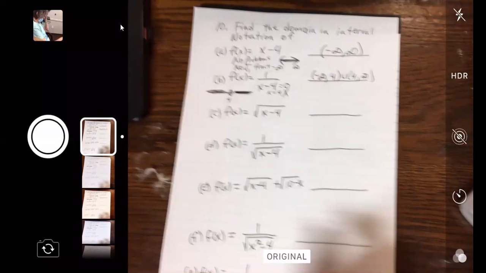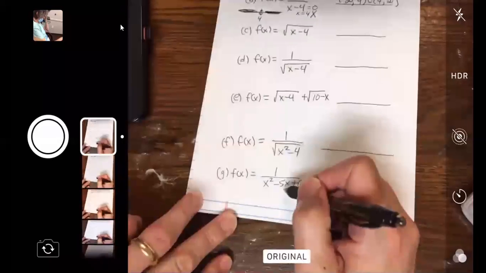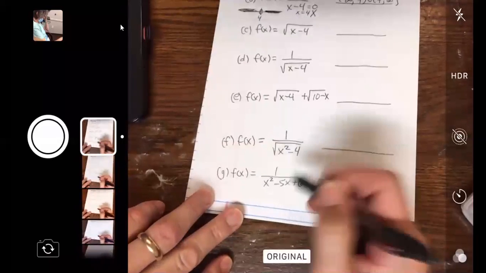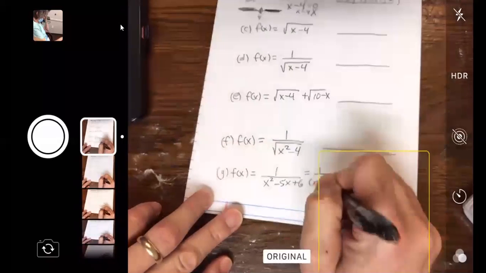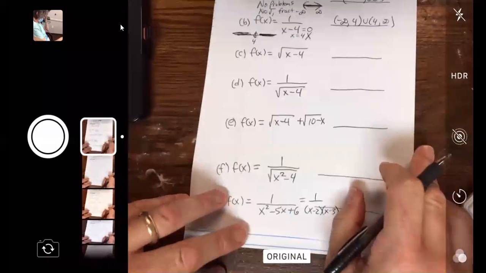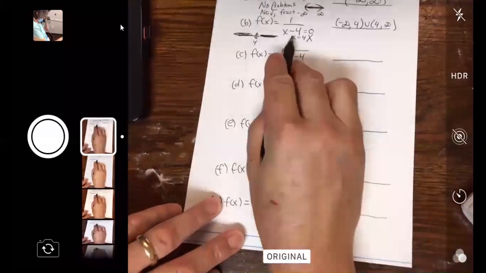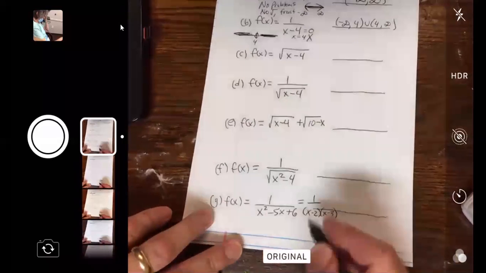This really almost compares down to part G. This busts up into even more pieces. I didn't factor it for you, but that's 1 over x minus 2 and x minus 3. So now you have 2 pieces on the bottom. Up here you just have 1 number to bust it into. Down here you got x equals 2 and x equals 3. You remember that?